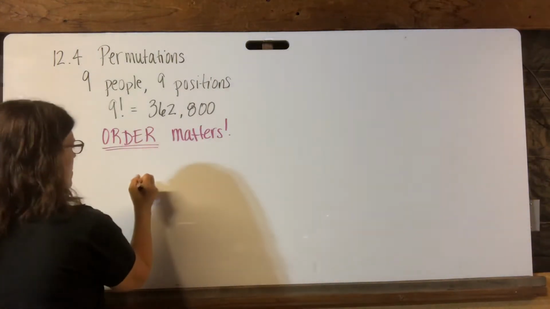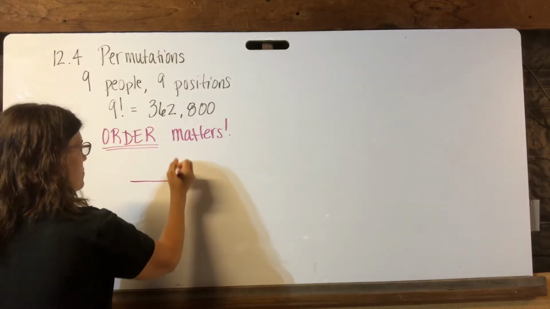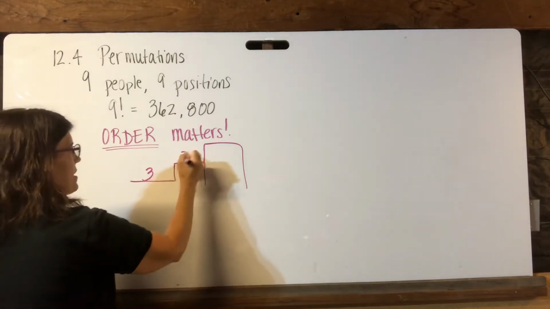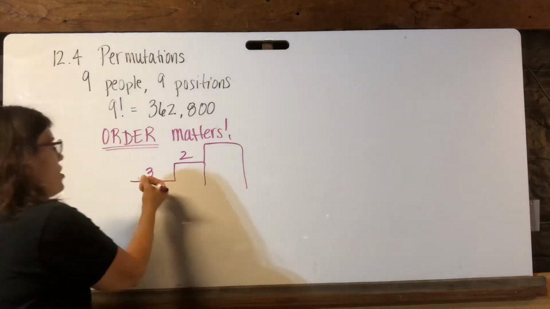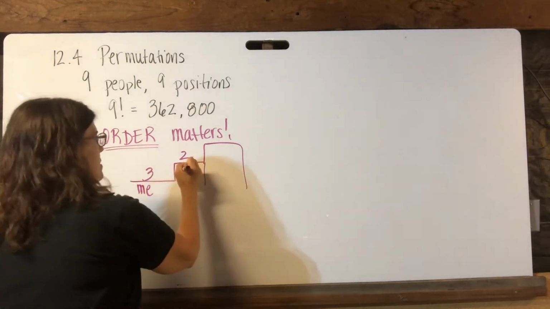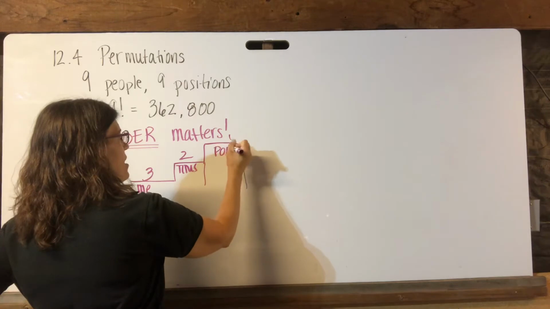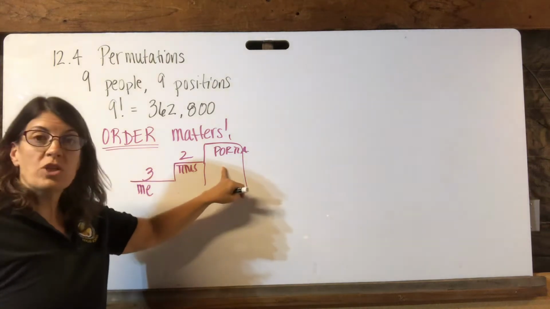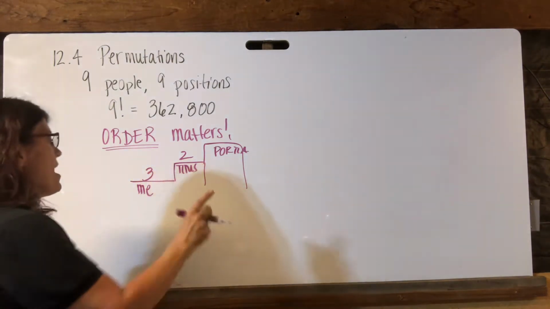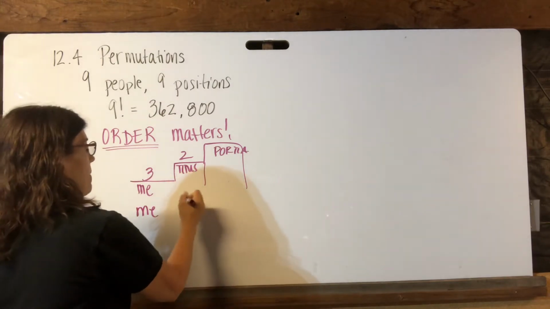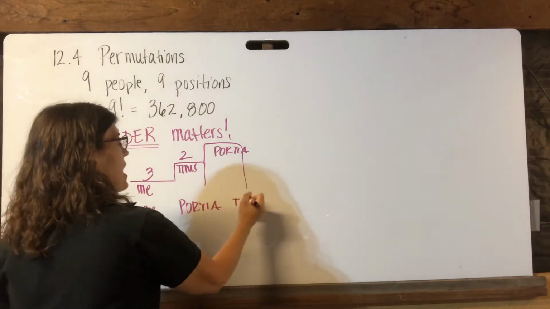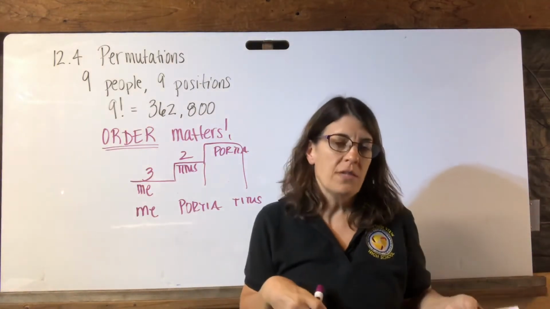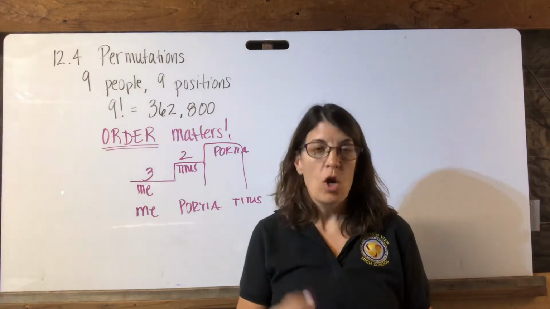So if I'm on the podium, and we are talking about third place, second place, first place. Me being in third place, Titus being in second place, and Portia being in first place is different than me being in third place, Portia being in second place, and Titus being in first place. So when you think about winning a race, like the Olympics, getting the gold medal versus the silver medal versus the bronze medal, order matters.